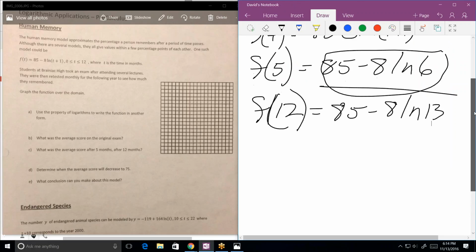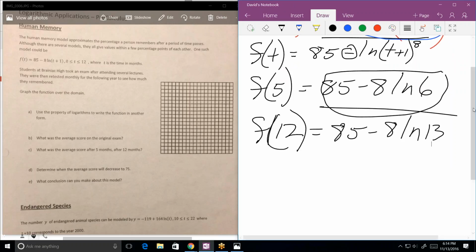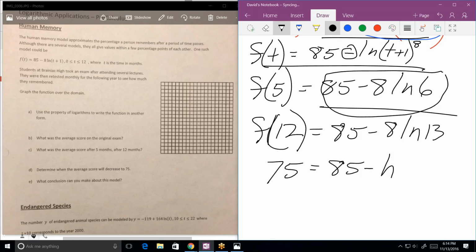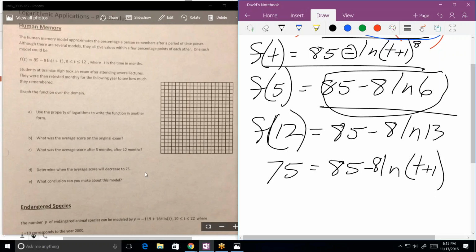Well, how do we solve that? Remember what f of t is. f of t is the average score. Would we set f of t equal to 75? Exactly. And then we go back to this original equation: 85 minus 8 times the natural log of t plus 1. In fact, I'm going to leave that 8 in front like that. So now we have to solve that equation. Let's go through how we solve this for t, because that's what they're asking. At what t is f of t equal to 75?